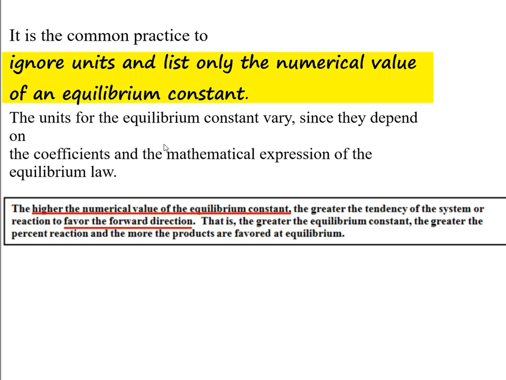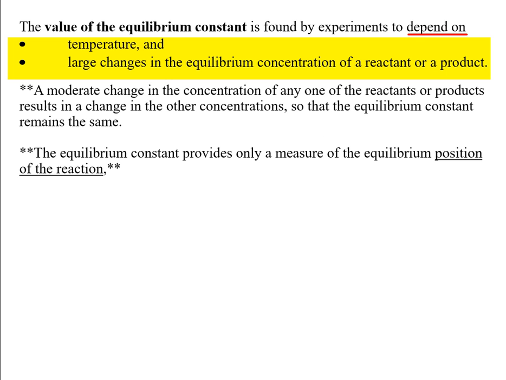Once we calculate the equilibrium constant, we will ignore the units and list only the numerical value of an equilibrium constant. The higher the Kc value, the more it favors the forward direction, the more products will be produced. The value of the equilibrium constant depends on temperature. A moderate change in the concentration of any one of the reactants or products results in a change in the other concentrations, so that the equilibrium constant remains the same.